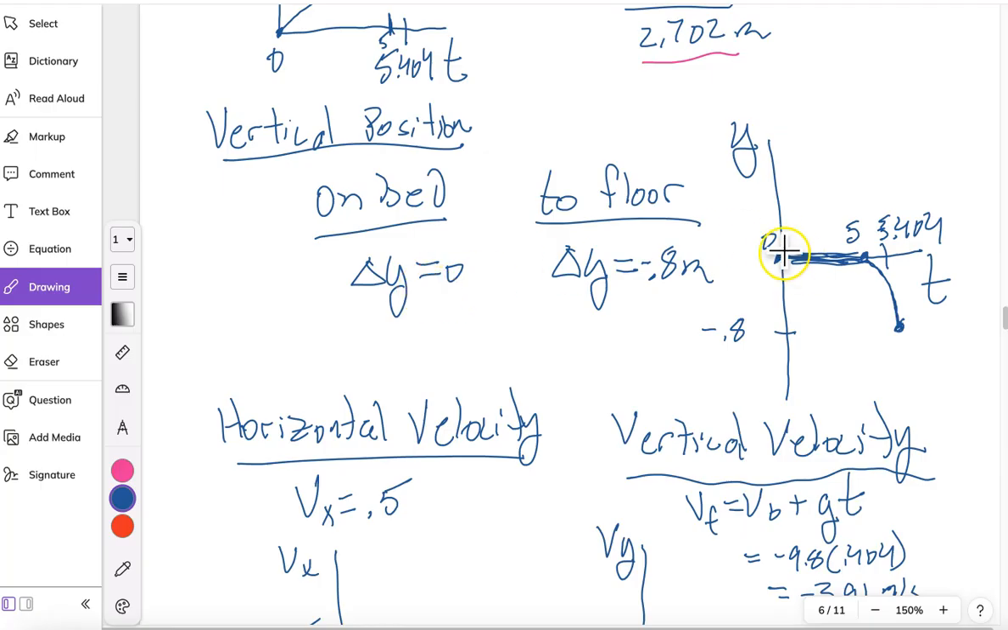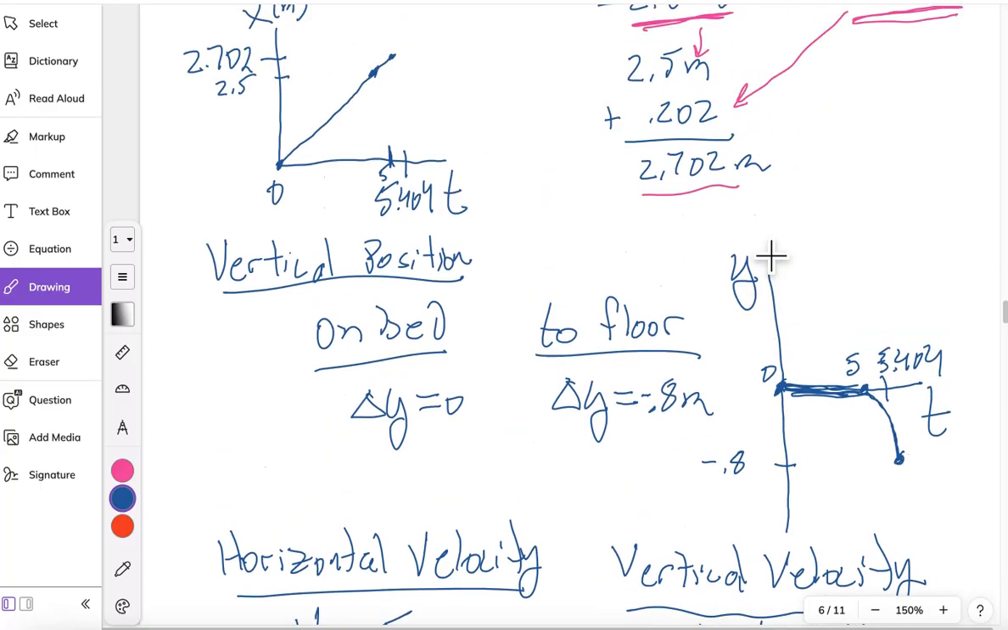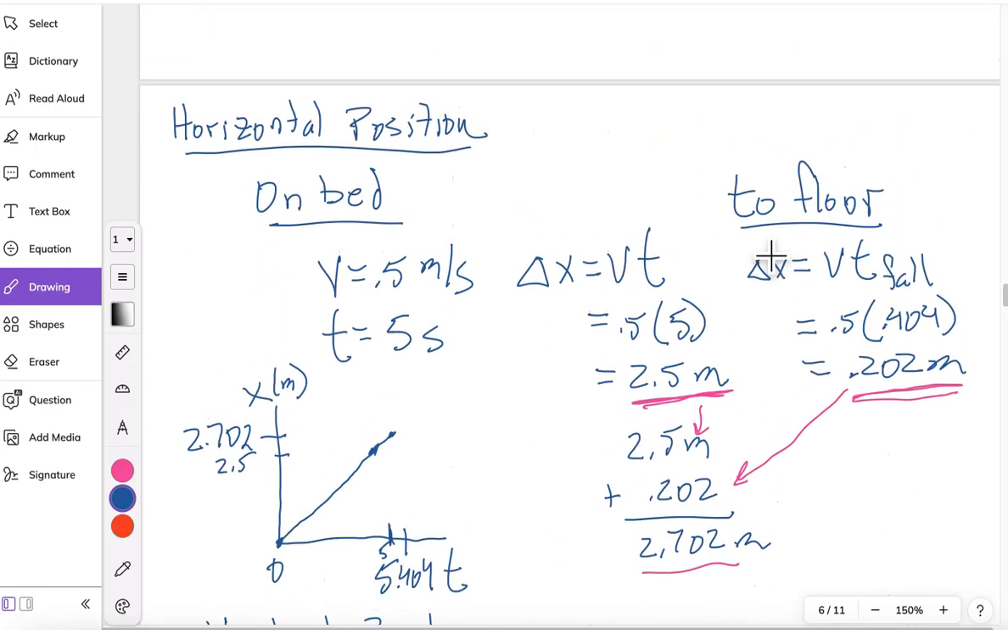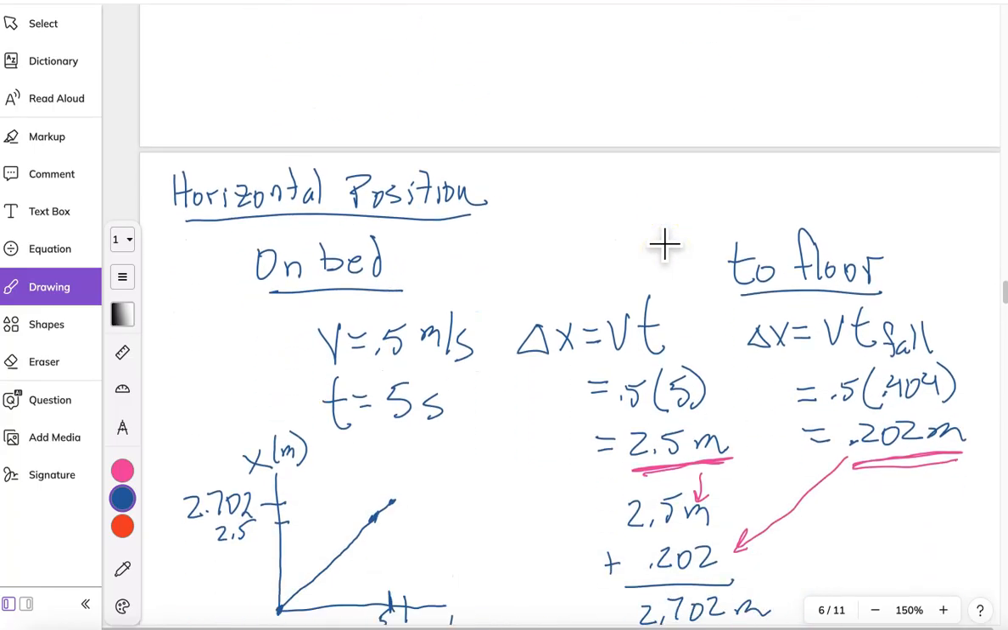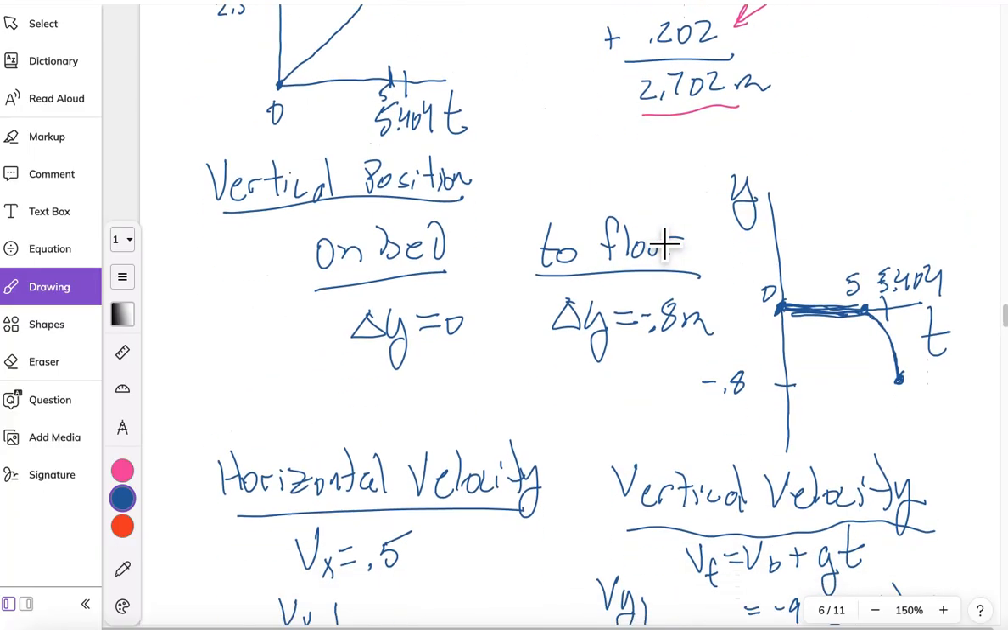For the vertical position, we see that when it's on the bed, it's not going to move in the y direction. So we go from 0 to 5 with absolutely no change in position. But then when it goes to the floor, we know it goes negative 0.8 meters. How do we know that it goes that far? Because they told us it is negative 0.8. So when we come back down, we're going to go negative 0.8. So that's down here. And we remember that it's going to start with a small speed and then have a big speed in the negative direction. So we see that now.